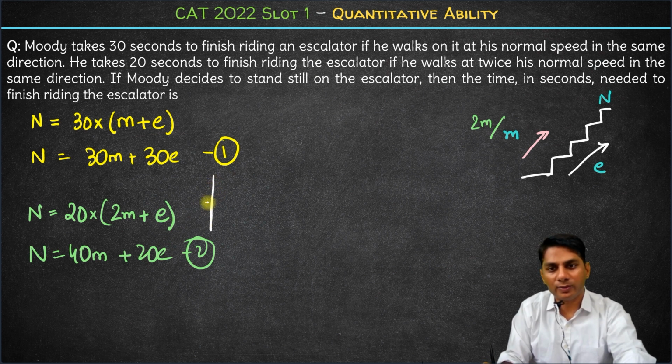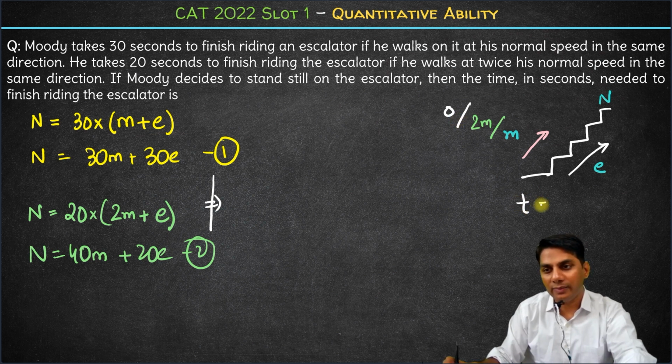Okay. Now let's solve these two equations. Since the left hand side of both is the same, let's not even solve this. What we have to figure out is, we need to figure out if Moody decides to stand still on the escalator, then the time in seconds needed to finish riding the escalator. So if Moody's speed becomes 0, how long will it take now?